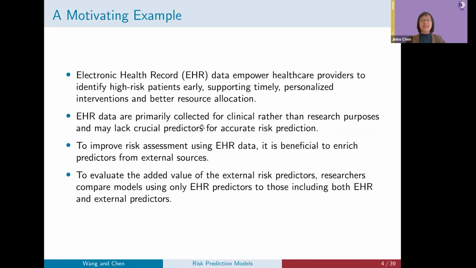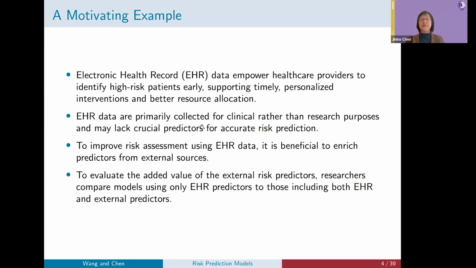Okay, so first, just as a motivating example, electronic health record data have in recent years been used intensively for developing risk prediction models to empower healthcare providers for identifying high-risk patients, for supporting timely personalized interventions, and better resource allocation. But there is a limitation for EHR data. EHR data are primarily collected for clinical rather than for research purposes. So it often lacks crucial predictors for accurate risk prediction.